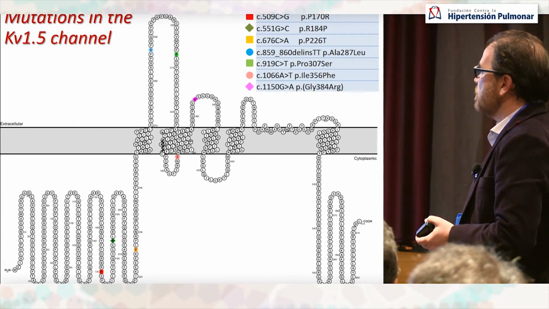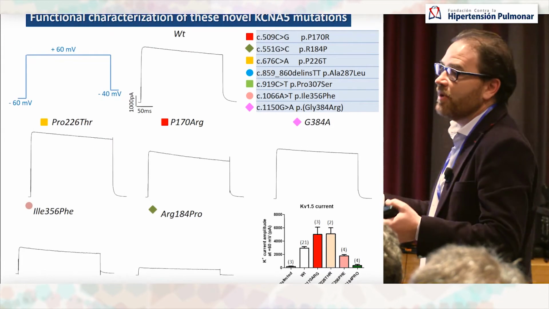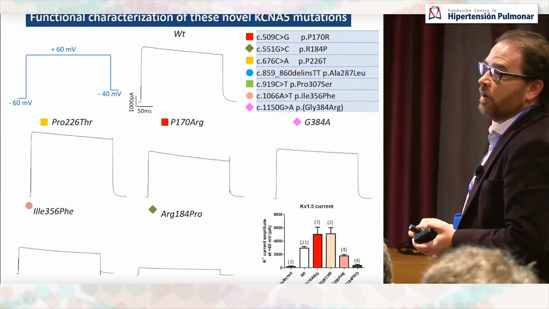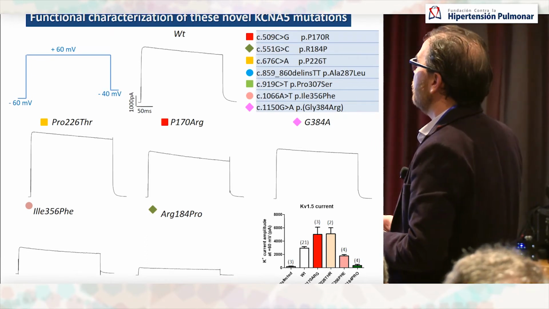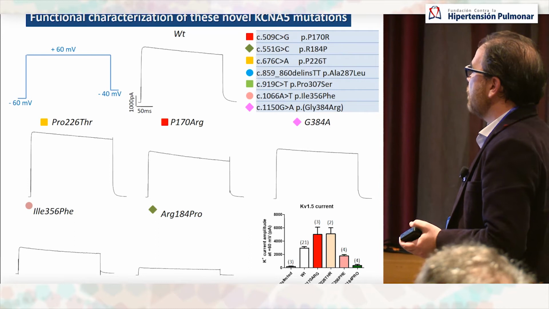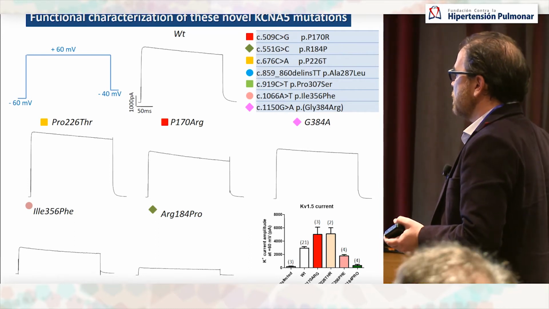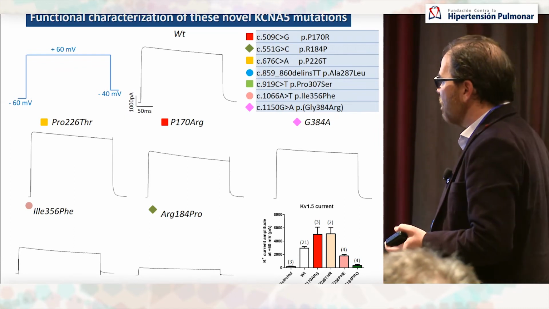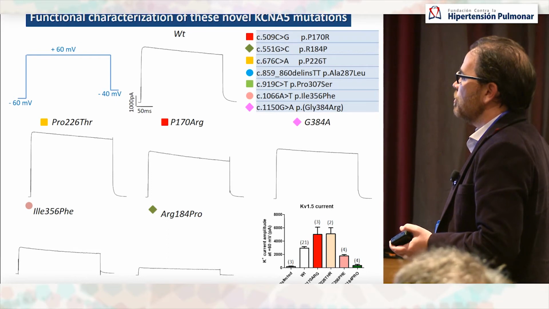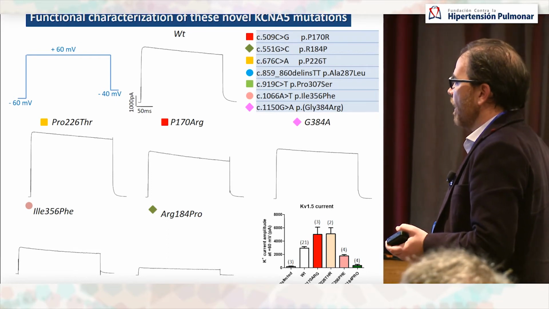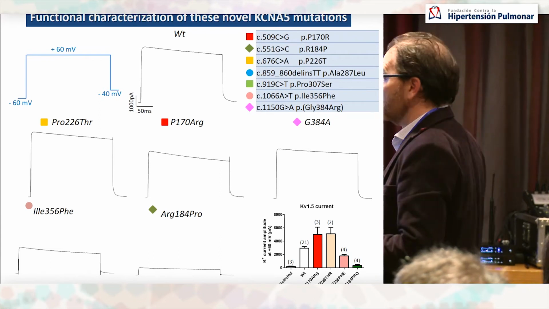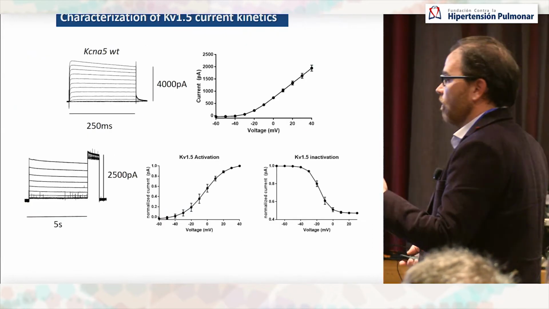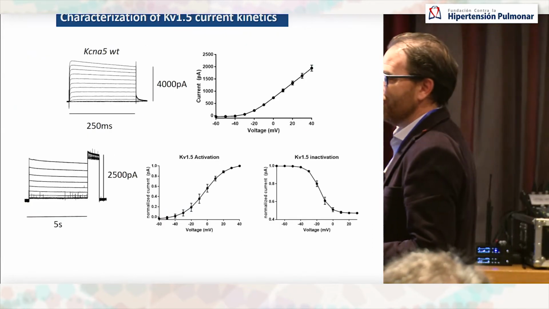You can see here the locations of the different mutations, and we have some preliminary data. Here is the Kv1.5 current in cells transfected with the wild type KCNA5 and with the different mutations. As I mentioned, it's just preliminary data. In some cases, we just have like 2 or 3 experiments, but some of them, as you can see here, this substitution of arginine by proline, we see a marked attenuation of the current, which probably explains that these channels are not functional. And well, we have a long way to go, and I don't have more time.